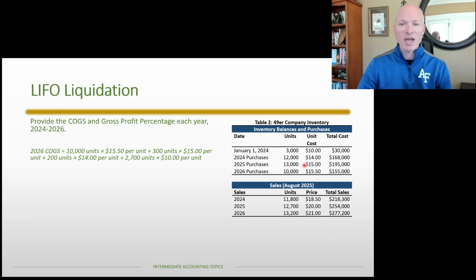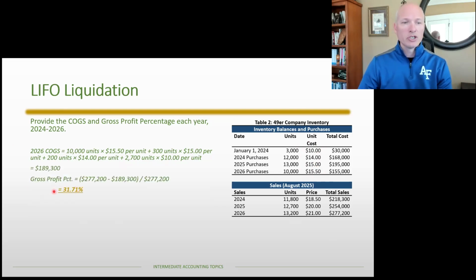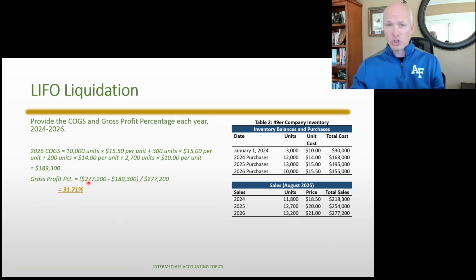So the idea here is instead of everything being at $15.50 per unit as far as our cost of goods sold, now we have some of these old costs, including a very old cost of $10 per unit. And so when that happens, our cost of goods sold is 189,300, and our gross profit shoots up to 31.71%. Now this is compared to like 25% as far as what we had before. You might not think that's a huge deal, but if you're a company and you go from 25% gross margin to almost 32% gross margin, I'm telling you, that is a market mover.